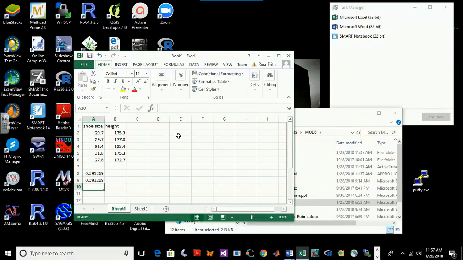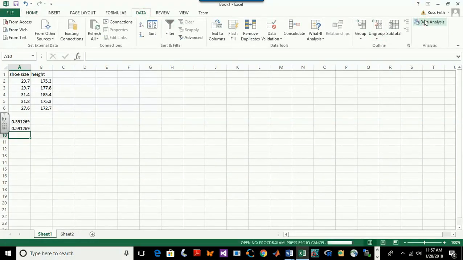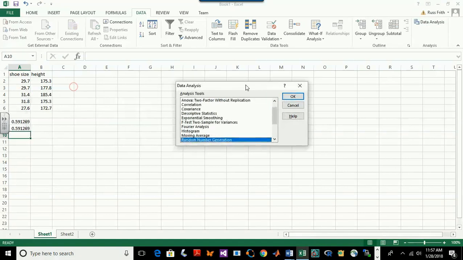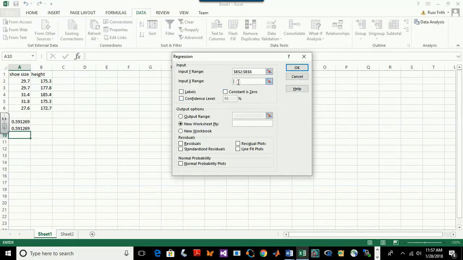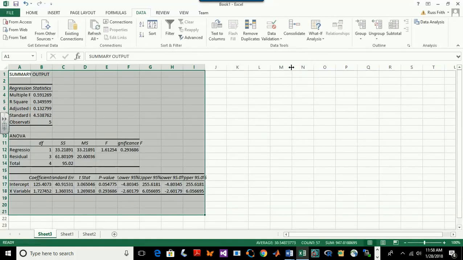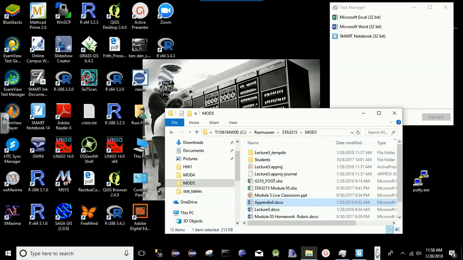Okay, so now another thing we can do is use the regression function in the data analysis tab, which is here. When you select regression, you plug in your y range, which is height. Height is a function of shoe size, and you run the regression, and you get these outputs. The p-value for this is right here. This is your p-value. So the p-value is 0.294. All right, so how do we interpret the 0.294?